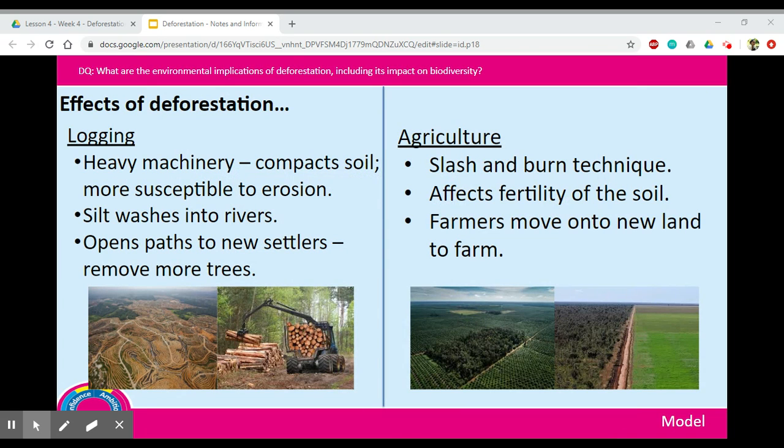Okay, let's have a look at the effects of deforestation, particularly from logging. So to collect timber from the forests, you have to use very heavy machinery to chop the trees down and then to collect it. This is going to compact the soil, squish it all together and make it solid, and that makes it more susceptible to erosion. And soil that is susceptible to erosion cannot hold plants. Like, the roots break it apart very easily, and it's not strong enough to support plant life, especially plants as big and heavy as trees.